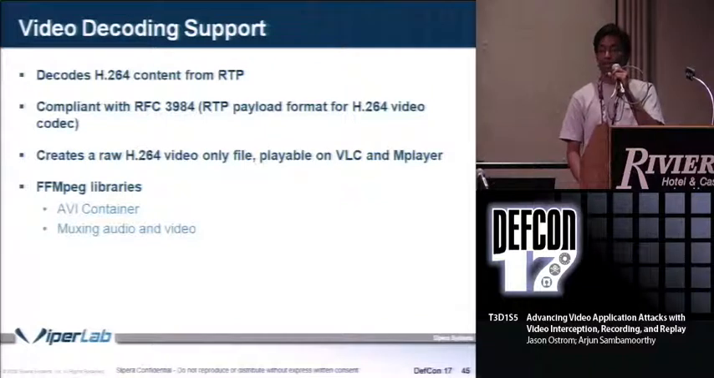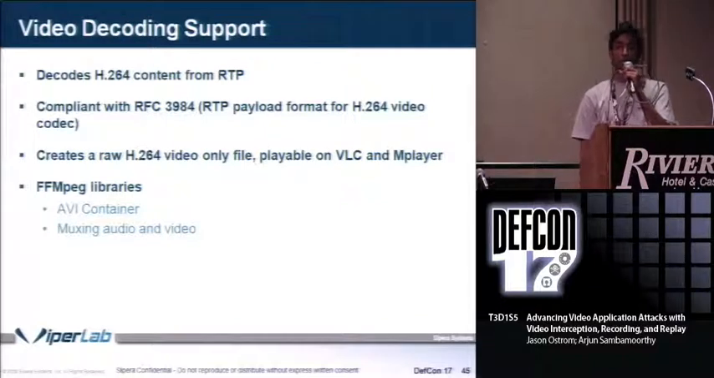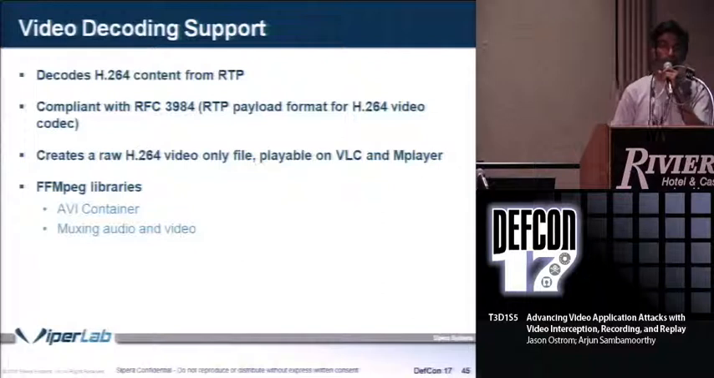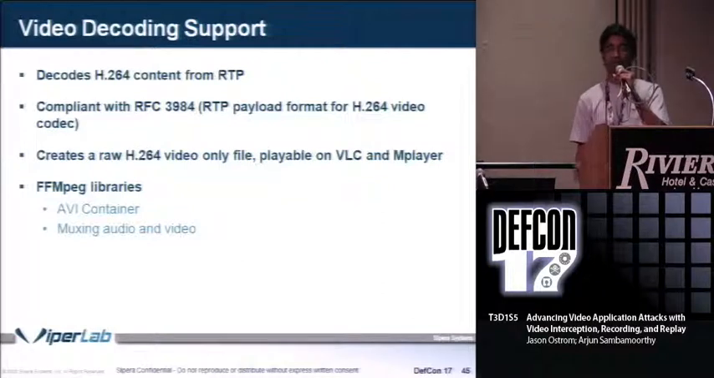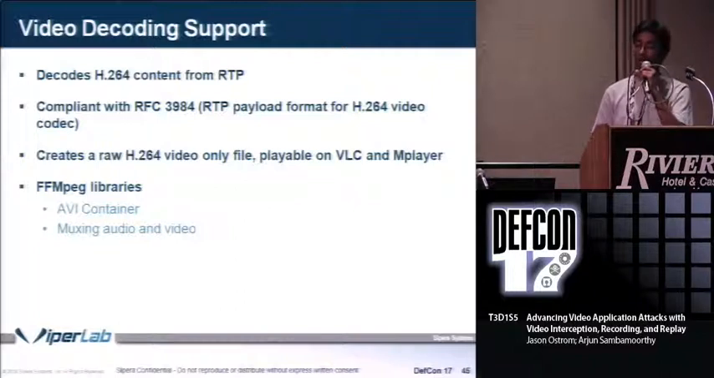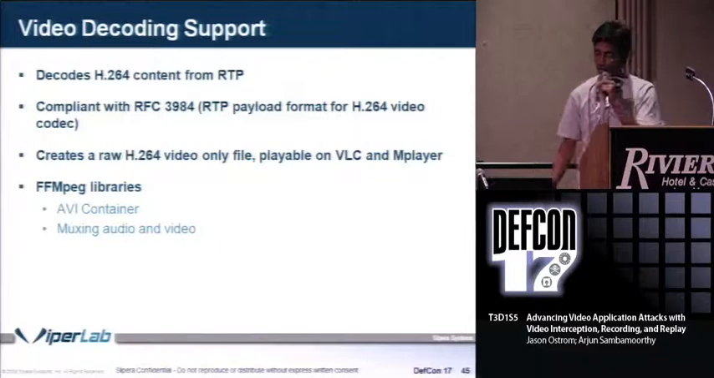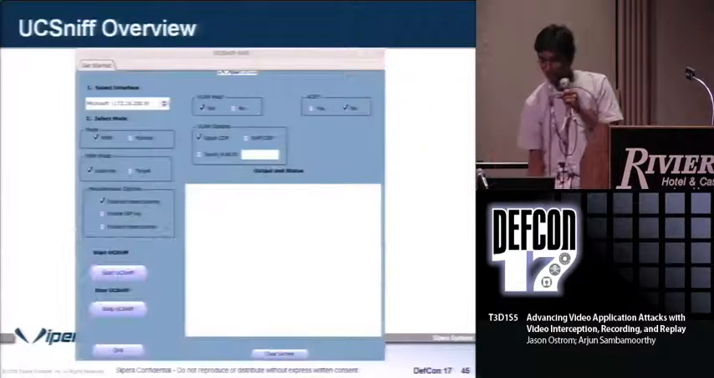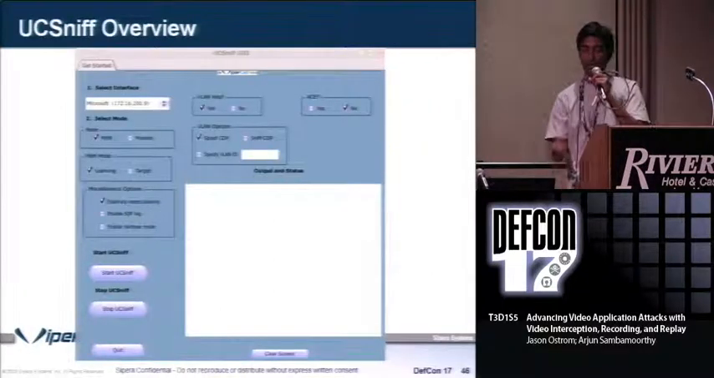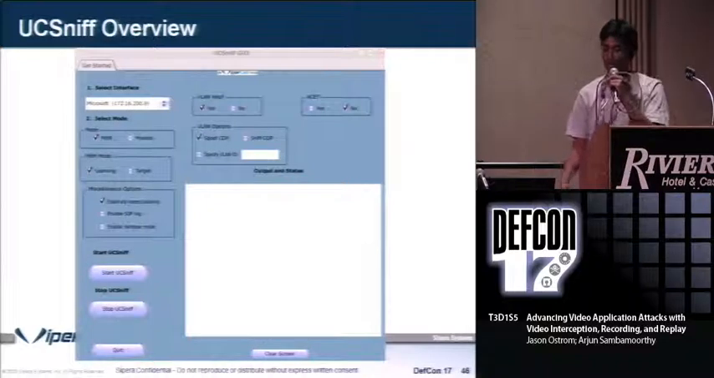If you have configured UCSniff with FFmpeg library support, UCSniff adds an AVI container to the video files that it creates, and it also muxes audio and video together using the FFmpeg libraries. This AVI file can be played using any well-known media players, including Windows Media Player. Here's a screenshot of the new UCSniff GUI, just an overview.